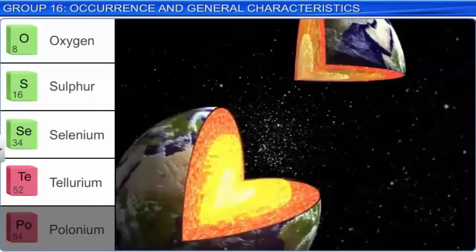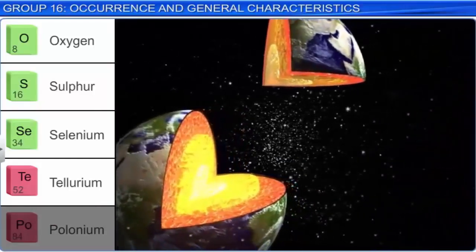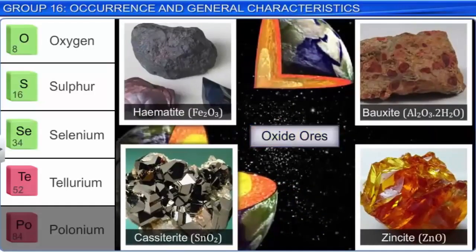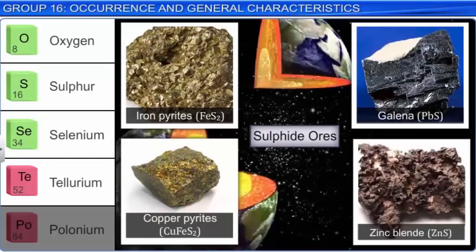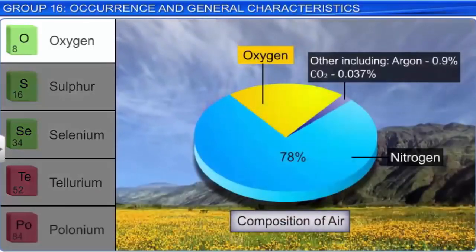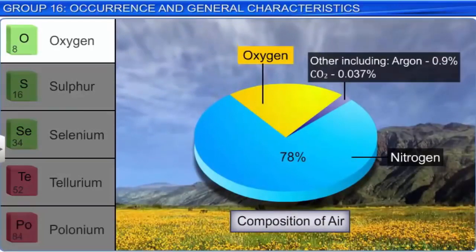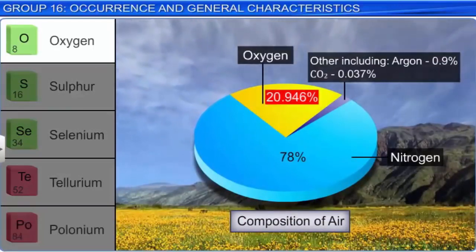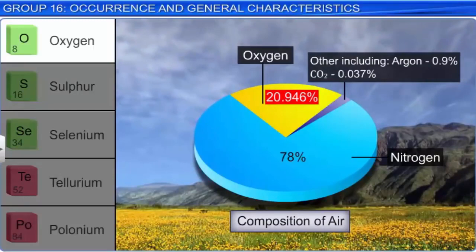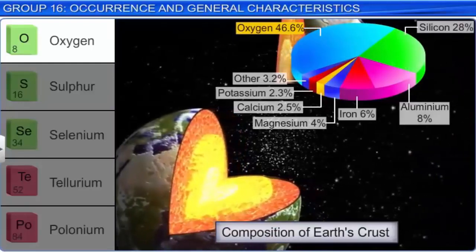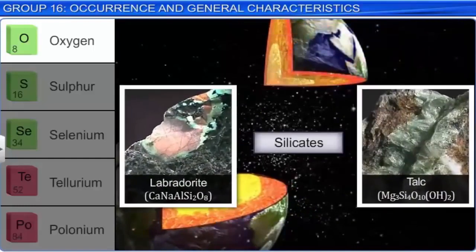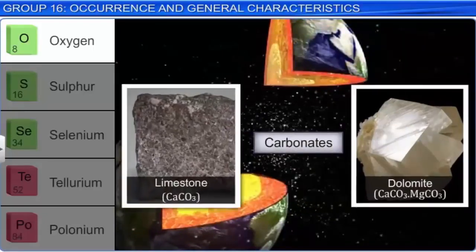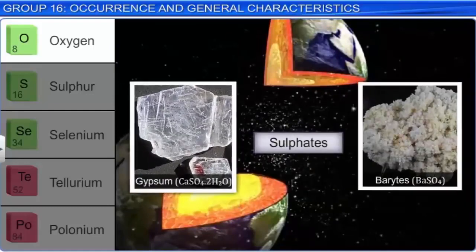Because a large number of metal ores are found in the Earth's crust as oxides or sulfides. Oxygen is the most abundant element available in nature. It forms 20.946% of air by volume and 46.6% of the Earth's mass, mostly in the form of silicates and other compounds like carbonates, sulfates, and oxides.